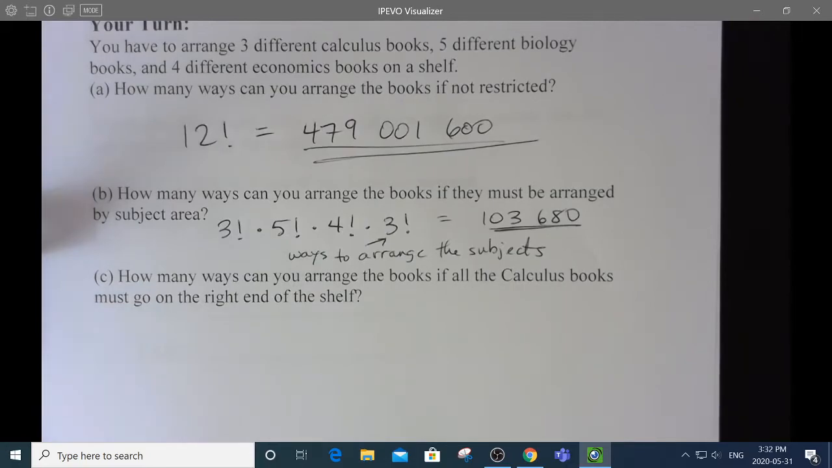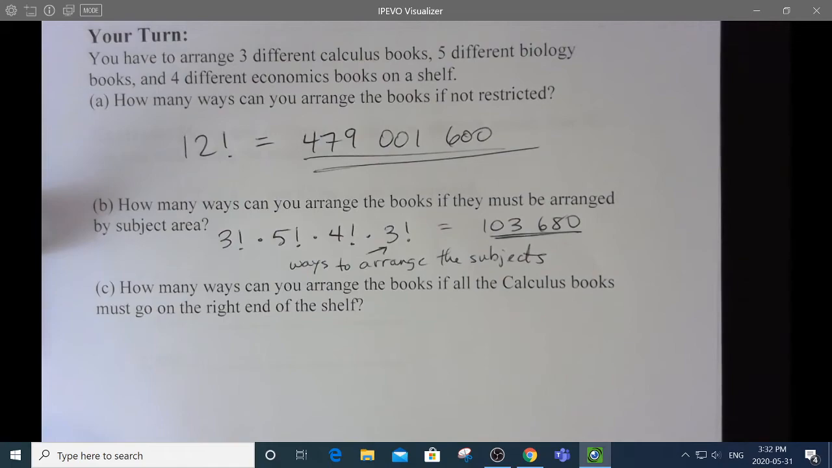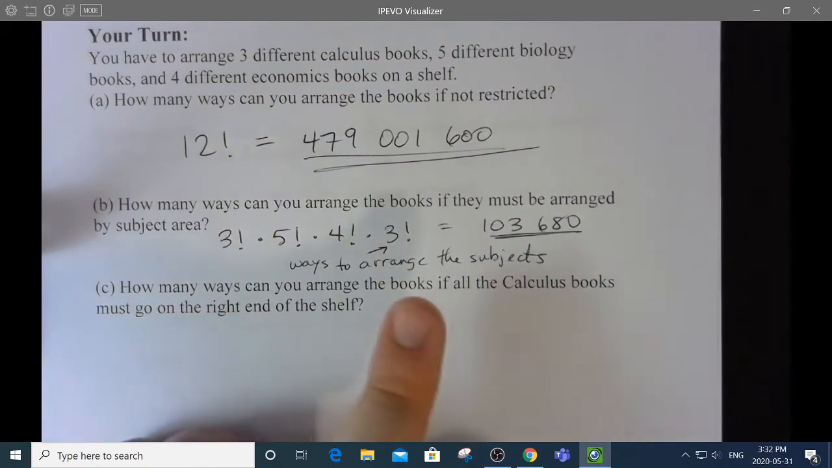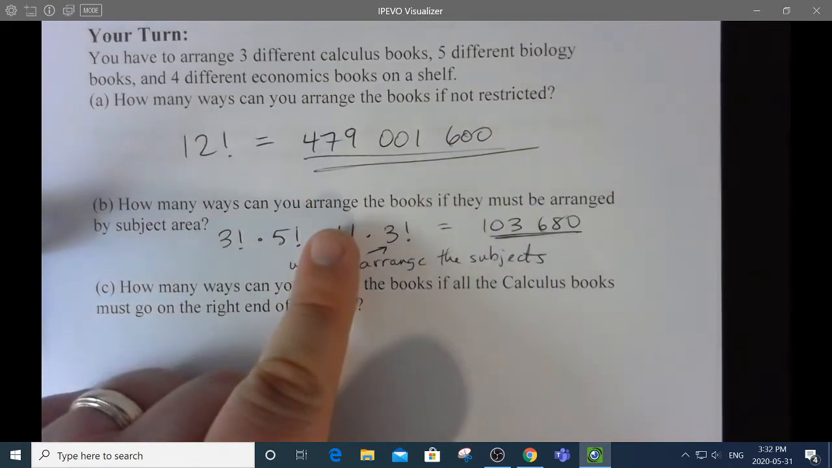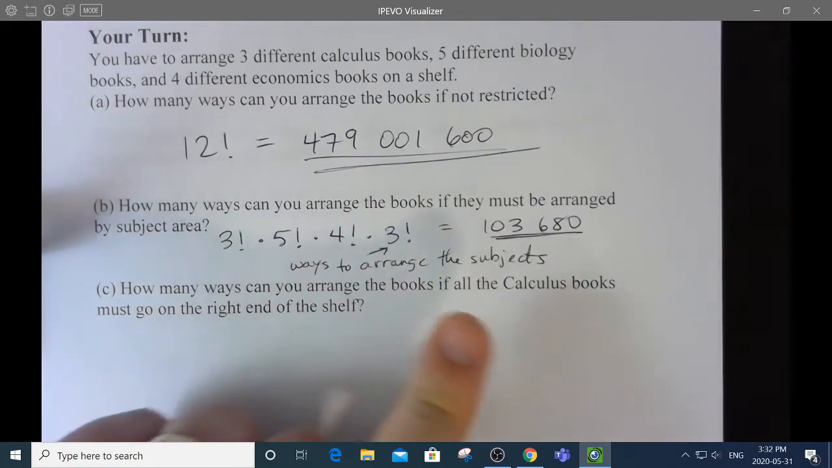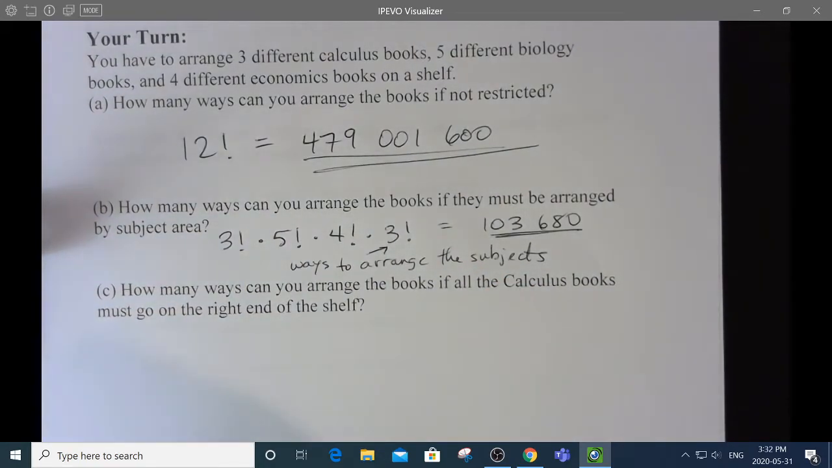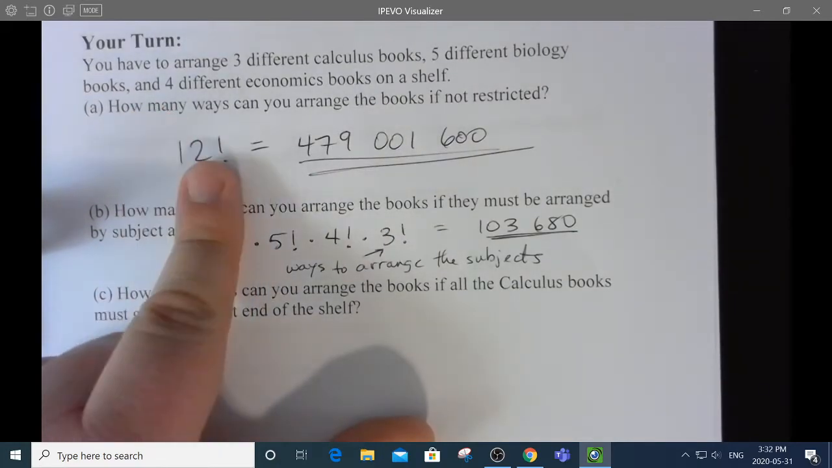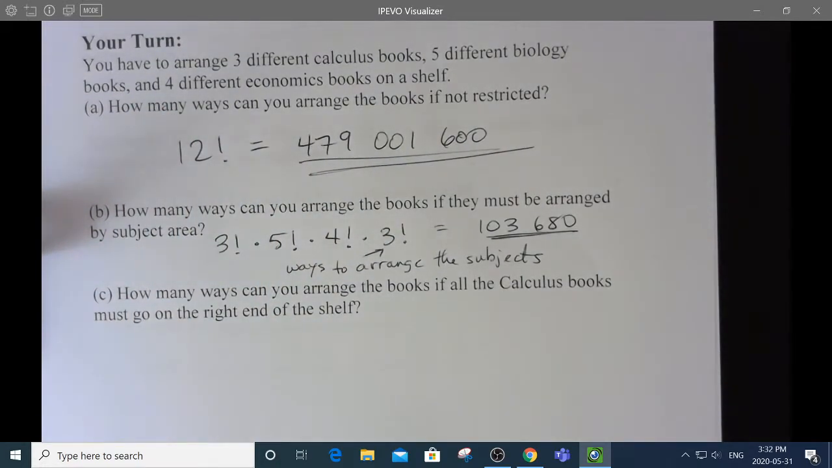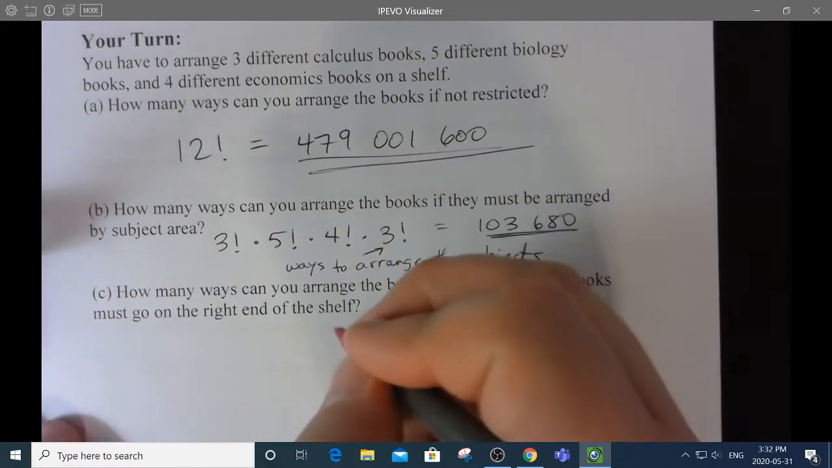Now for C, this is one of those cases where I don't know what they meant in this question. It says, how many ways can you arrange the books if all the calculus books must go on the right? Now, does that mean it's like B, where they're arranged by subject, but that subject of calculus has to be on the right? Or do they mean like it's an A, where I don't really care, except everything else can be willy-nilly, but the 3 calculus books have to be on the right? Willy-nilly is an expression your generation has not embraced yet. It just means chaotically, randomly. So, which one do they mean? All right, well, I don't know, so I'm going to solve both.